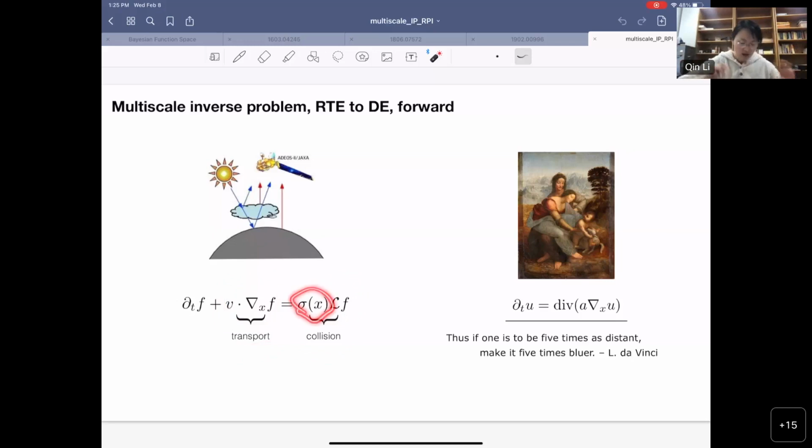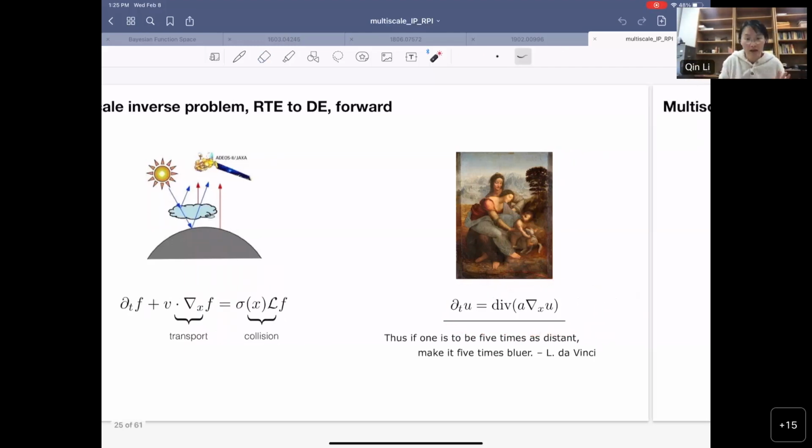So the sigma over here indicates how thick your cloud is. And then we have this equation, the diffusion equation. It was sort of hinted by Da Vinci 500 years ago. He said, if you move an object 5 times away from me, this object looks 5 times bluer. So the sky is blue for good reason. So he was basically saying in the entire spectrum of light, blue light diffuses the fastest, so you can spot them. So in terms of the diffusion effect, you write down the diffusion equation.